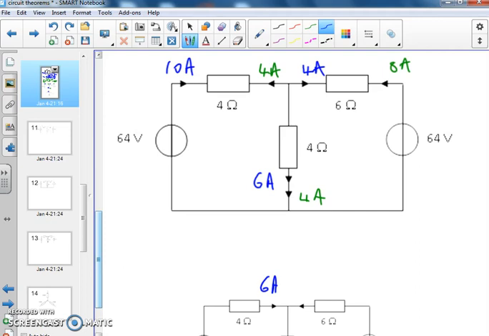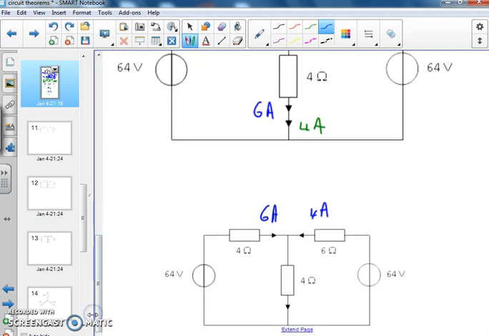Apologies. I've got 6 amps on the left there, and on the right hand side I've got 8 amps going right to left and 4 amps going left to right. So overall I've got 4 amps just here, right to left. In the middle I've got a 6 amp and 4 amp in the same direction, so I've got 10 amps. So now I have the overall picture for the circuit.